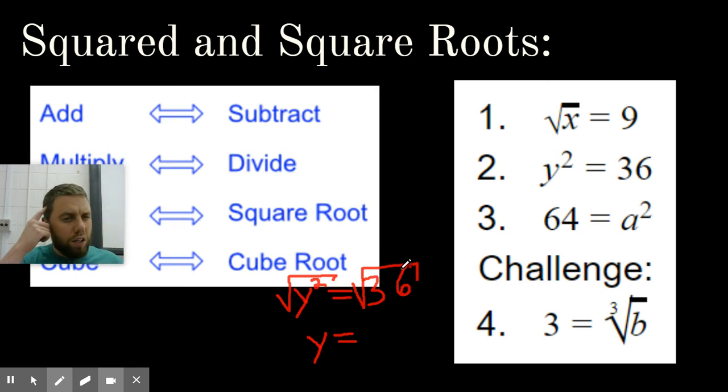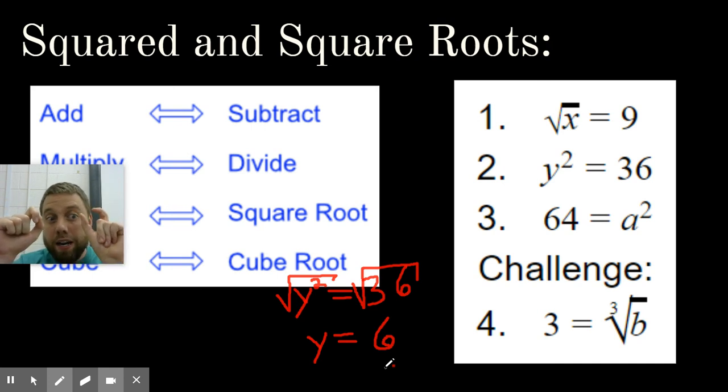So we need to think what times itself gives us 36. Is it 2 times 2, 3 times 3, 4 times 4, 5 times 5, 6 times 6? It's 6 times 6. So y equals 6. But this is where it gets a little tricky. If we have 6 times 6, we get 36. But there's another option there.